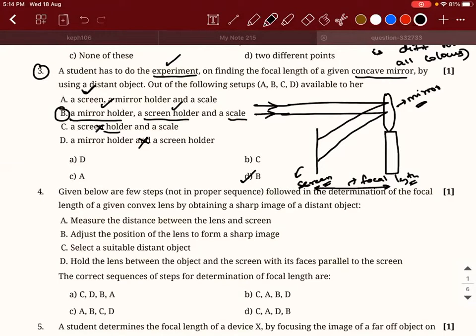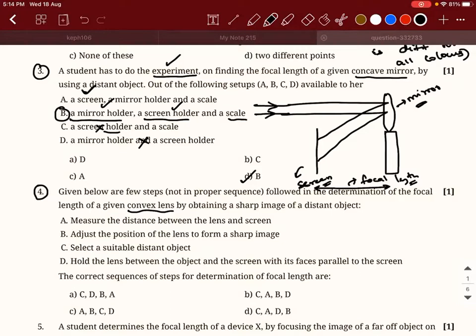Okay. Fourth one. Given below are steps, not in proper sequence, followed in the determination of the focal length of a given convex lens by obtaining a sharp image of a distant object. Measure the distance between the lens and the screen. Adjust the position of the lens to form a sharp image. Select the suitable distant object. Hold the lens between the object and the screen when it faces a parallel screen.